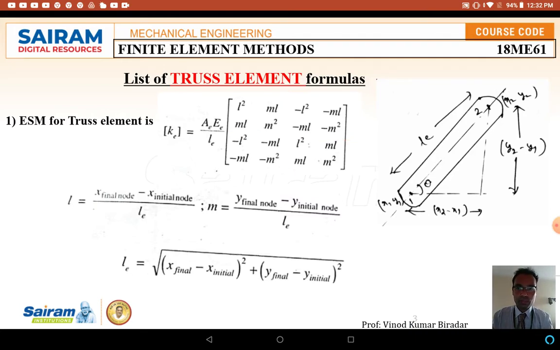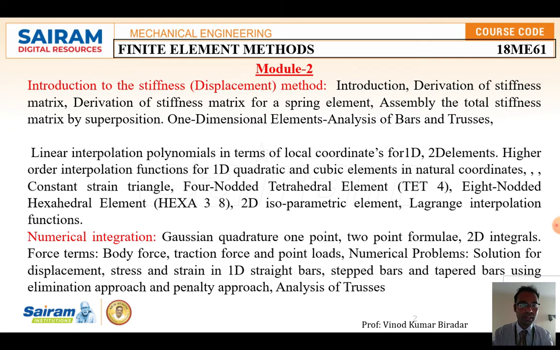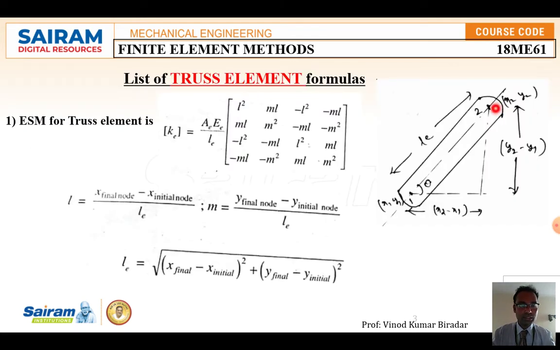Coming to the second one, how to calculate the length of element. The direction cosine is calculated by x final minus x initial divided by length. Look at this diagram. For example, this is a one bar element, so each node of the truss has 2 degrees of freedom. Here the final node is 2 and the initial node is 1, so x2 minus x1 divided by the length of that particular element. L and M are the direction cosines. Similarly, in the y direction, y2 minus y1 divided by length. If the length of the element is not given, you have to use this formula to calculate it.